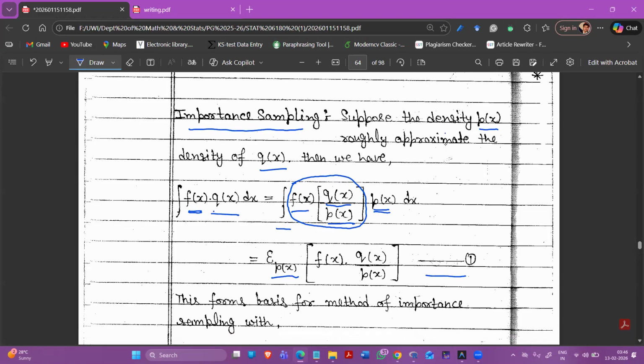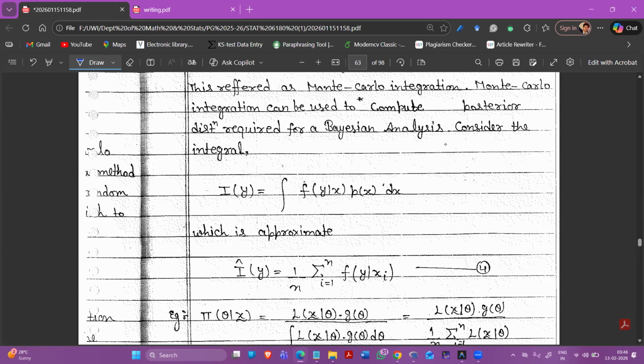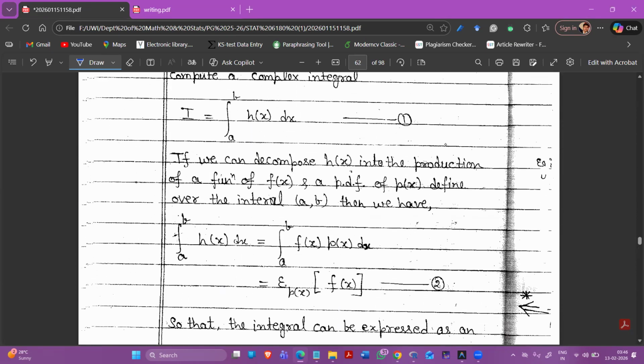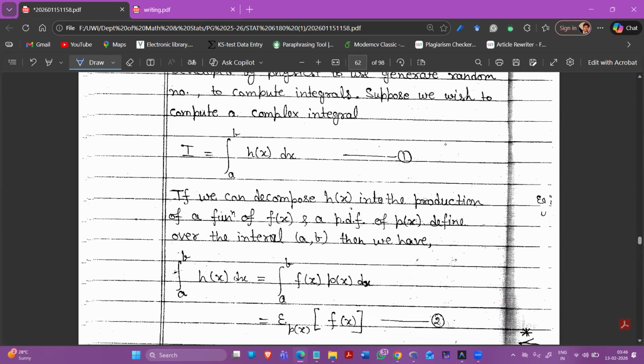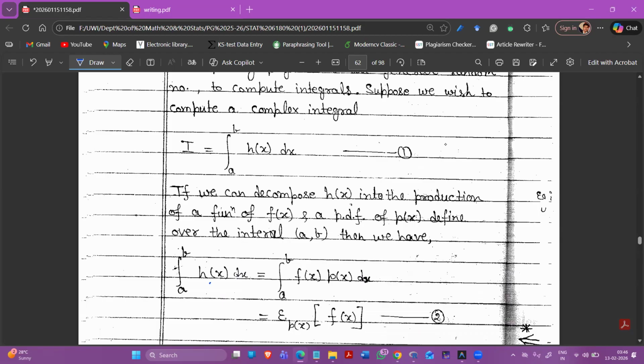That is called the importance sampling method. Here, in Monte Carlo integration, we had only the function h(x). We didn't have any density earlier. So at that time we were writing this function h(x) equals f(x) into p(x), in terms of a function and a PDF. Right. So you can say that importance sampling is the generalization of Monte Carlo integration.